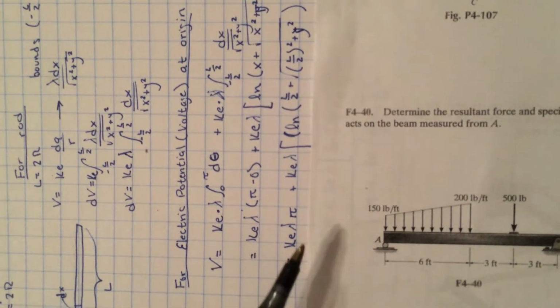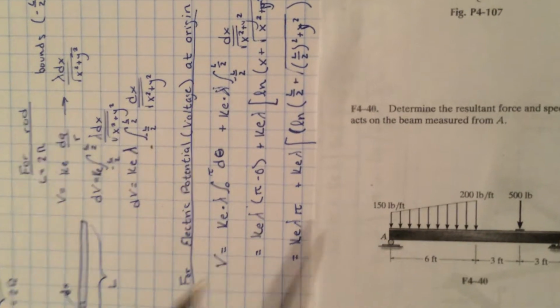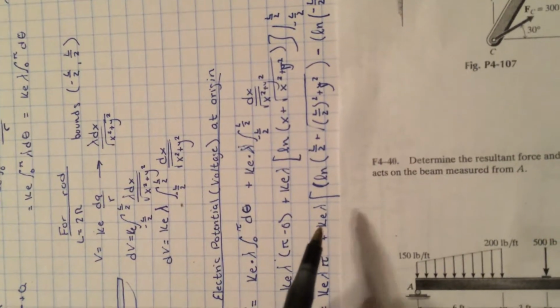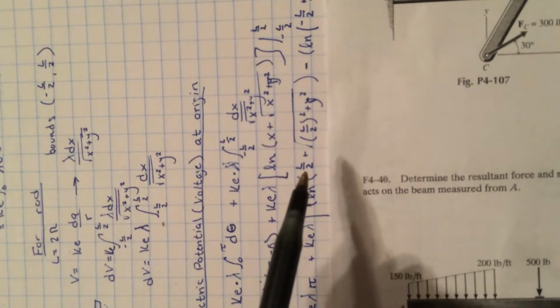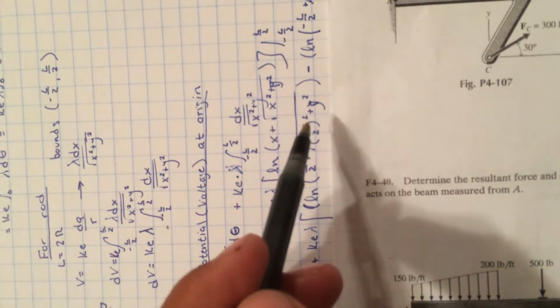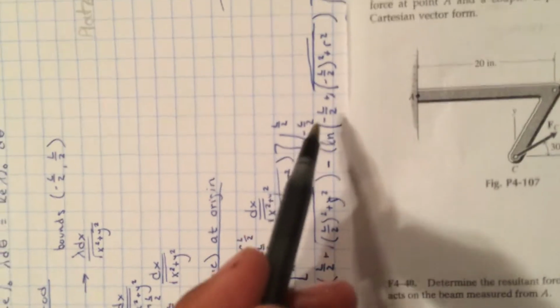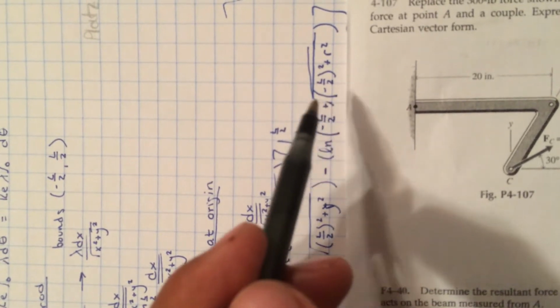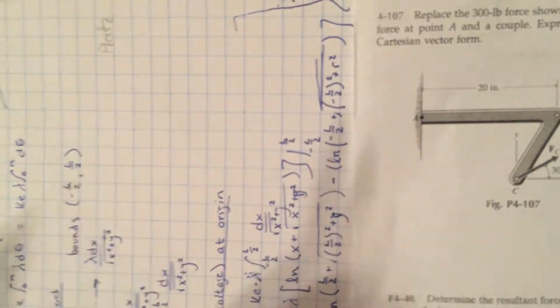So right here, for the semicircle, you're left with just pi, since 0 times ke and lambda is 0. And for over here, we could leave the ke times lambda on the side, and then we just plug in the L over 2 plus the square root of L over 2 squared plus r squared minus the natural log of negative L over 2 plus the square root of negative L over 2 squared plus r squared. So yeah.